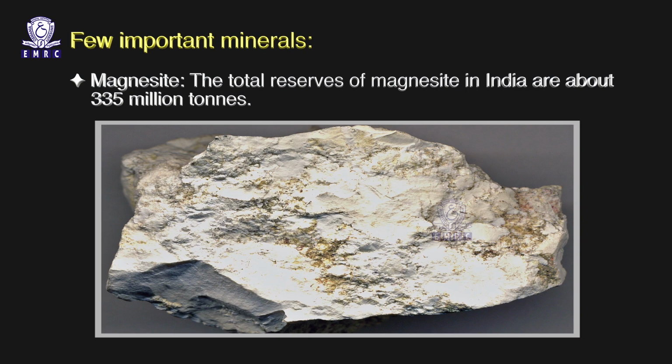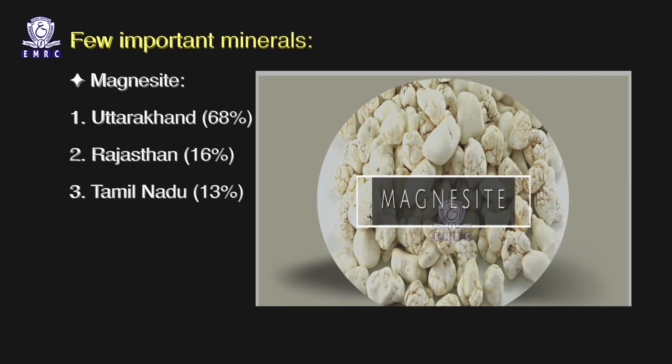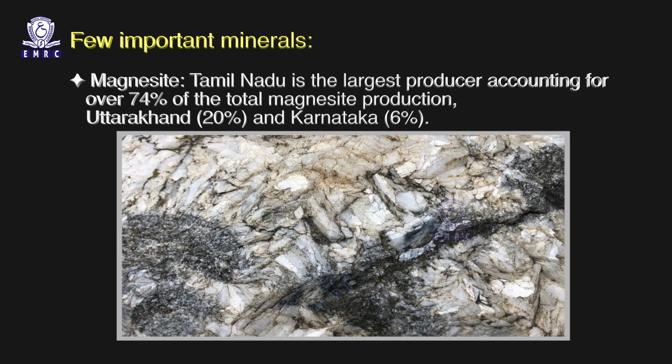Magnesite is used for manufacturing refractory bricks, special type of cement, tiles, fireproof flooring and for extraction of the metal magnesium and in the steel industry. The total reserves of magnesite in India are about 335 million tons. Its major deposits are found in Uttarakhand, Rajasthan and Tamil Nadu. Its deposits have also been found in Jammu and Kashmir, Karnataka, Himachal Pradesh, Kerala. Tamil Nadu is the largest producer, accounting for over 74% of the total magnesite production, followed by Uttarakhand and Karnataka.